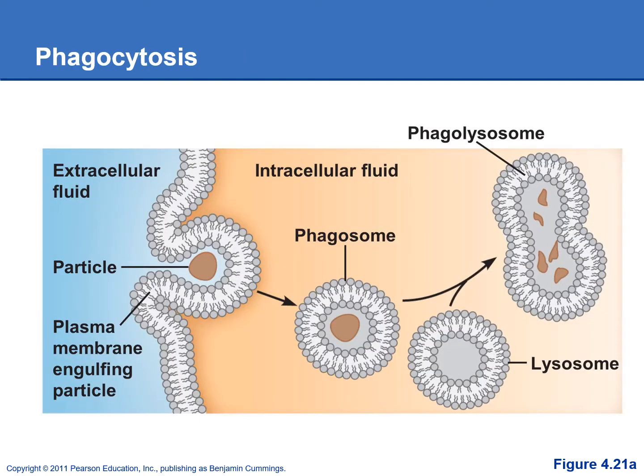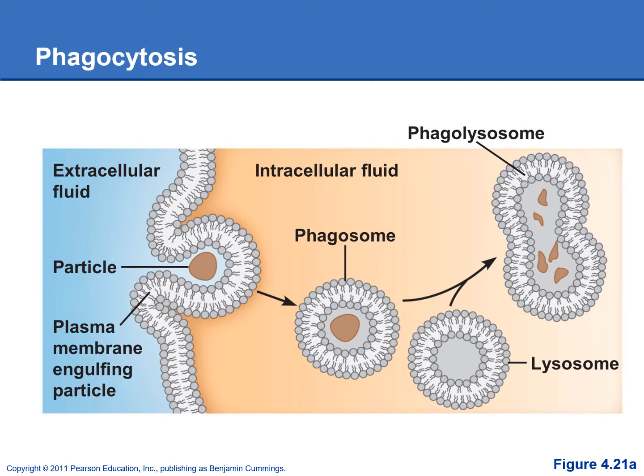We'll start with endocytosis. And one of the types of endocytosis is called phagocytosis. This is done by some of the white blood cells in our body. Phago means to eat, and cyte means cell. So it literally means cell eating.